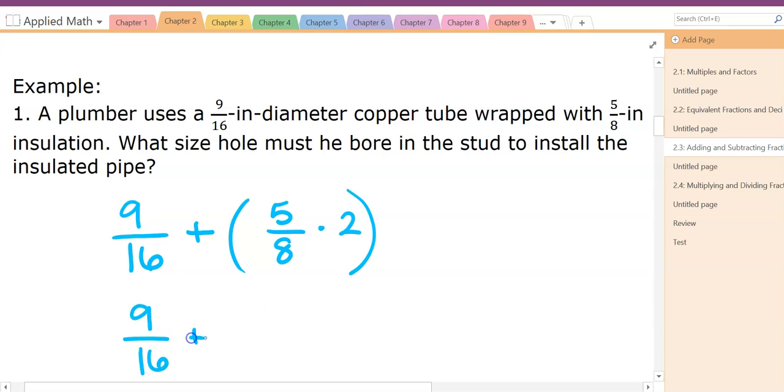It would be 10 over 8. Remember, 2 as a fraction would be 2 over 1. And when you multiply fractions, you multiply across the top and across the bottom. So 5 times 2 is 10. 8 times 1 would be 8.